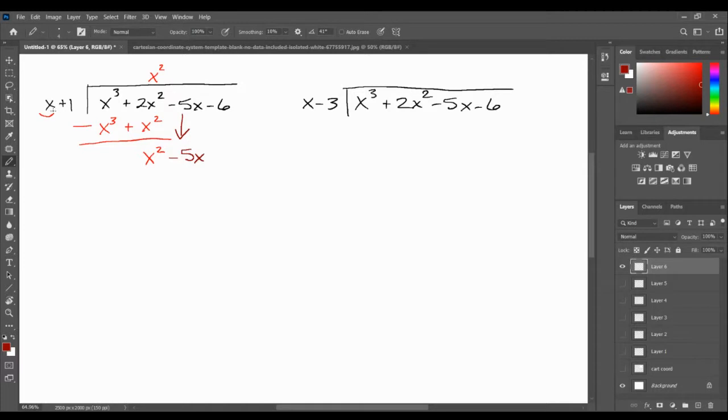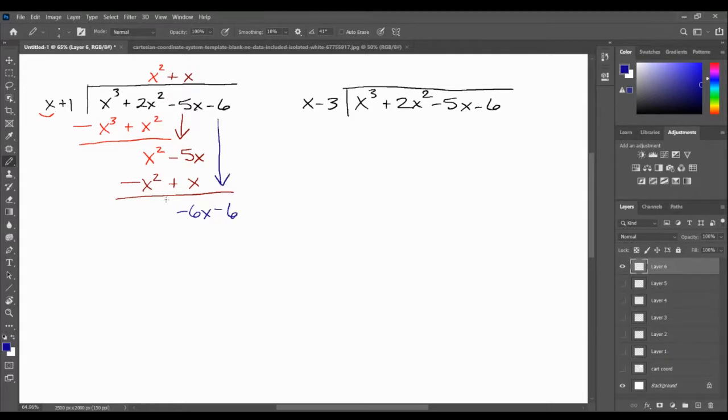And what do I do to x to end up with x squared? I multiply it by x, right? So I'm going to go ahead and add x up here. X times x is x squared. X times 1 is x. I subtract those. I'm going to change color here a little bit. X squared minus x squared is 0, so I'll leave that. Negative 5x minus x is negative 6x. Now I bring down that last term.